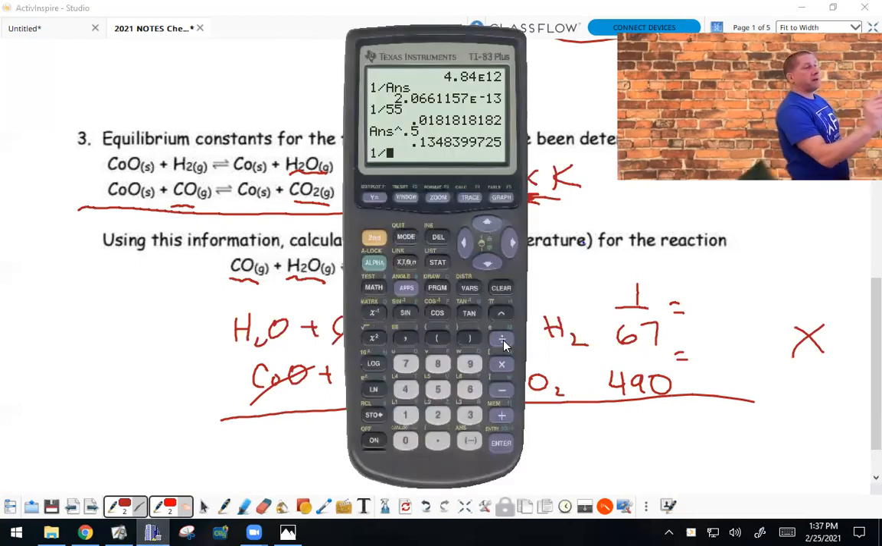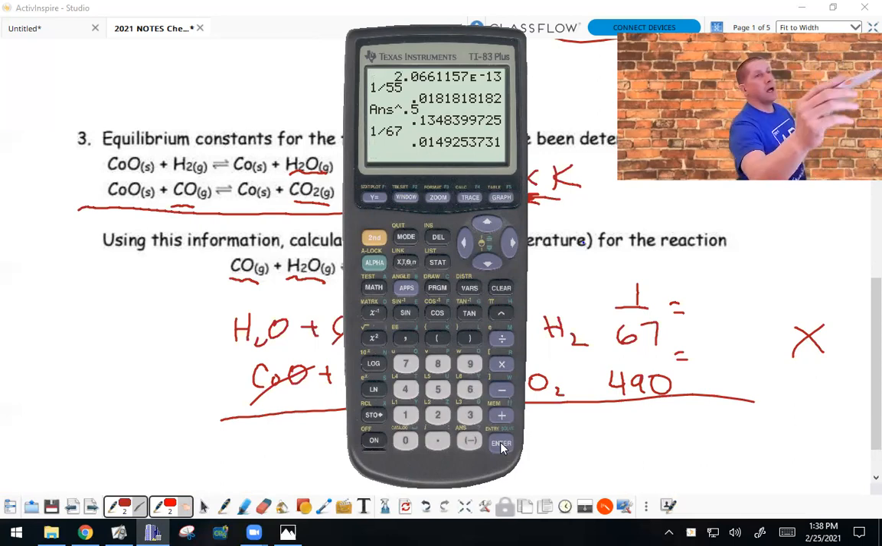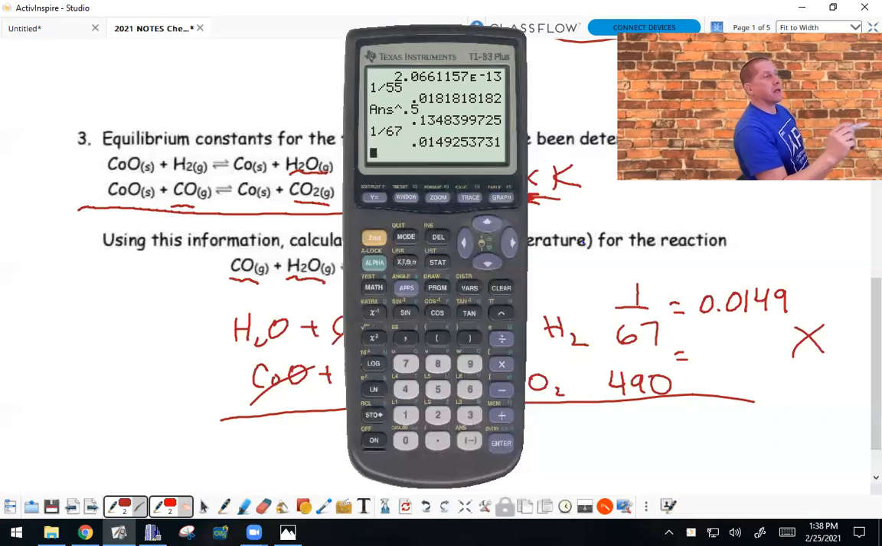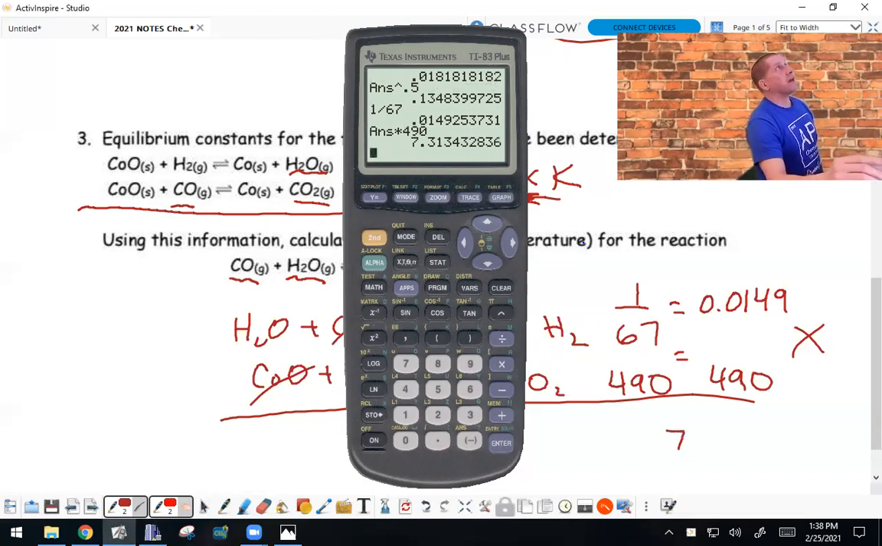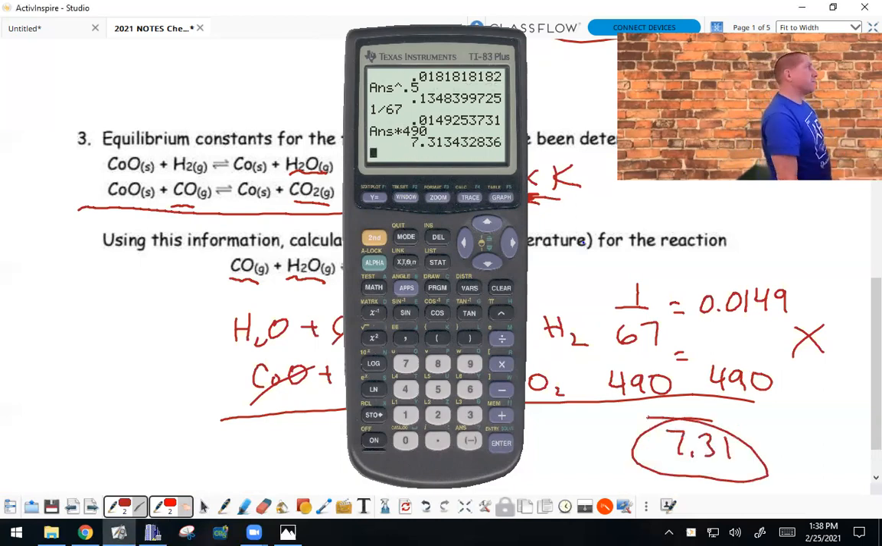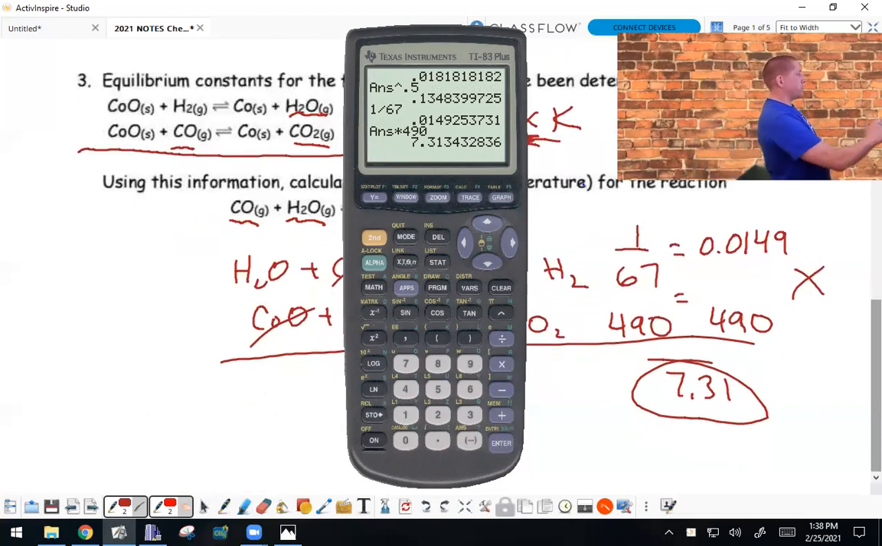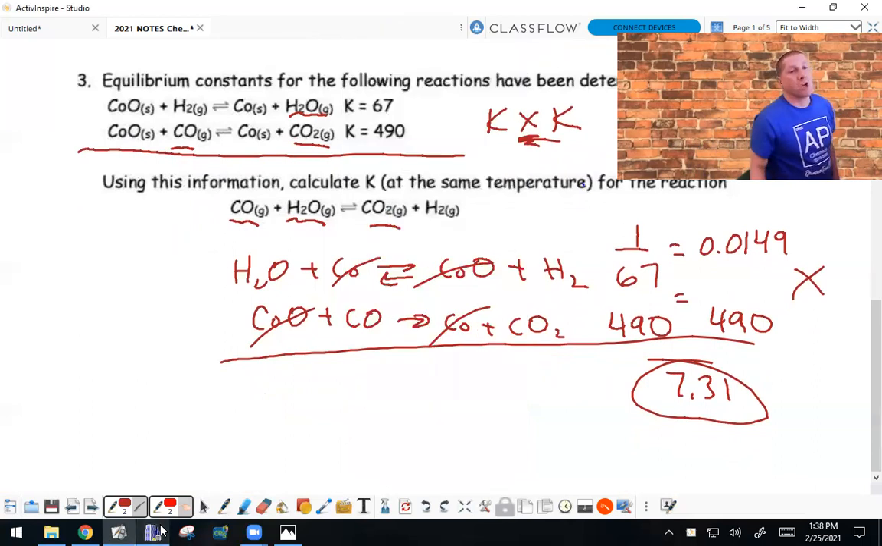So 1 divided by 67, and we got 0.0149. And then we didn't do anything to that one. And so we're multiplying 2 together, and we get 7.31. So our K for our combination of those two is 7.31. All right, so that's the review.